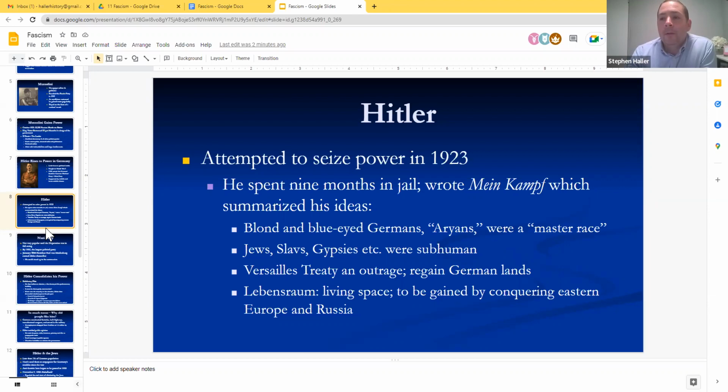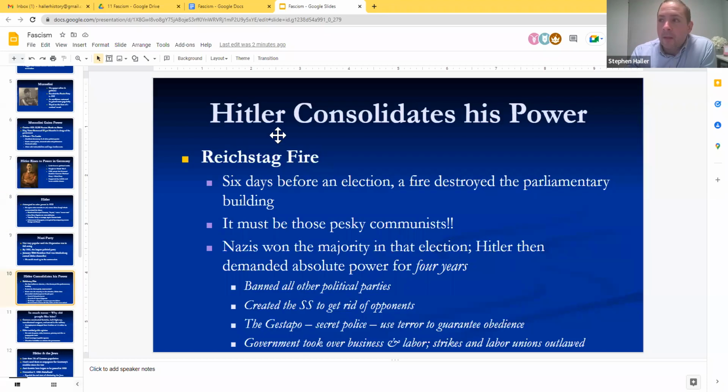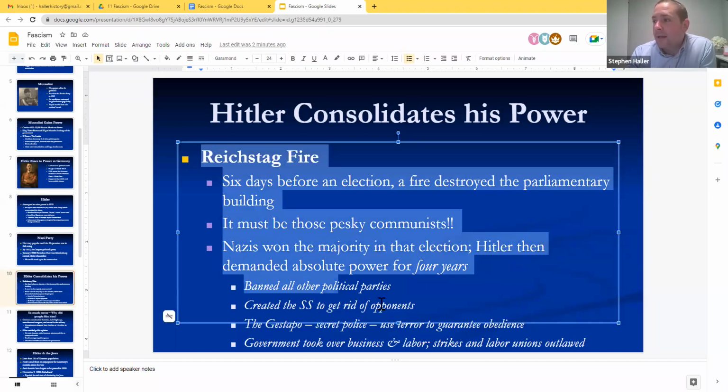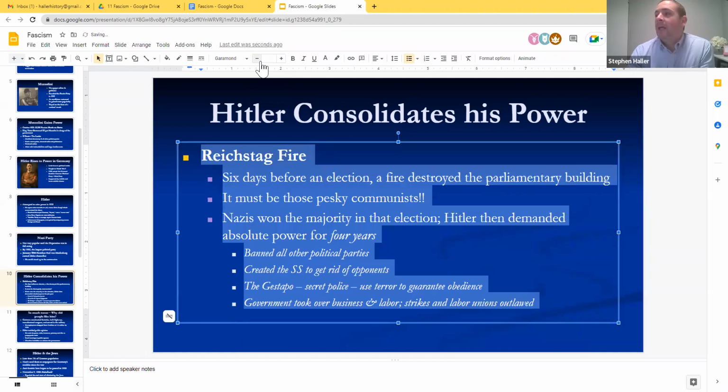Finally, Hitler's popularity is ascending, and Hitler then is capable of consolidating power, and this is how he does it. Just before the elections are to occur in 1933, there is a fire in the German parliament, the Reichstag. And Hitler uses that fire and uses propaganda to blame the communists.